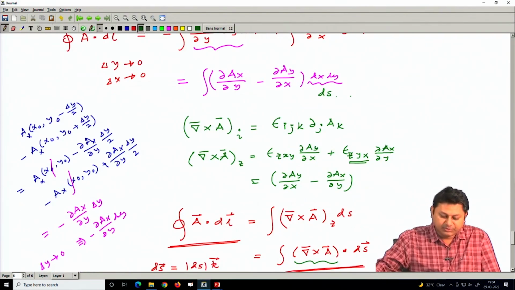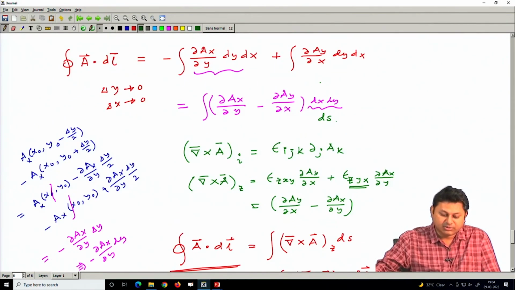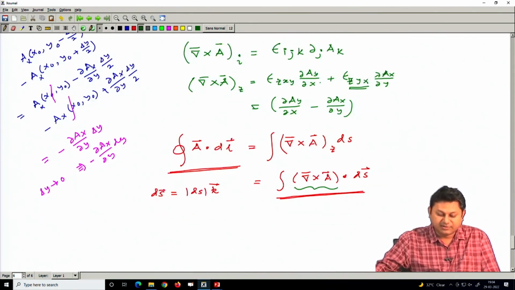In the next class we will do more on some identities using this curl, and these are important identities. Today's class is very important because we understand how the curl operates over a vector field and what the physical significance of that is.